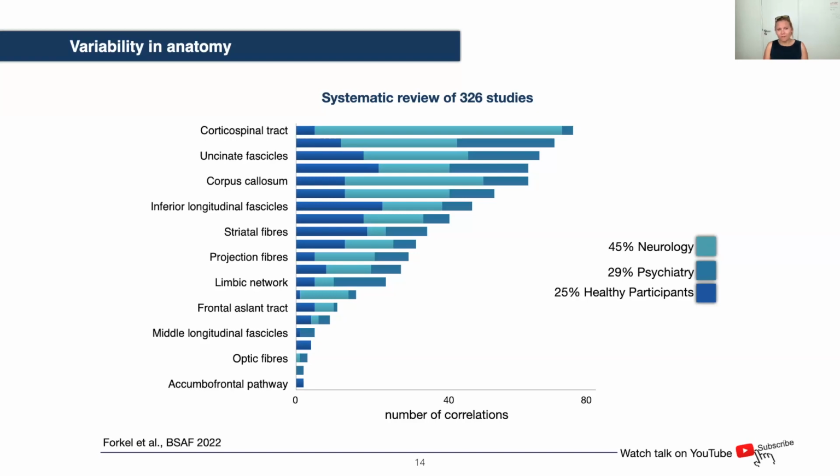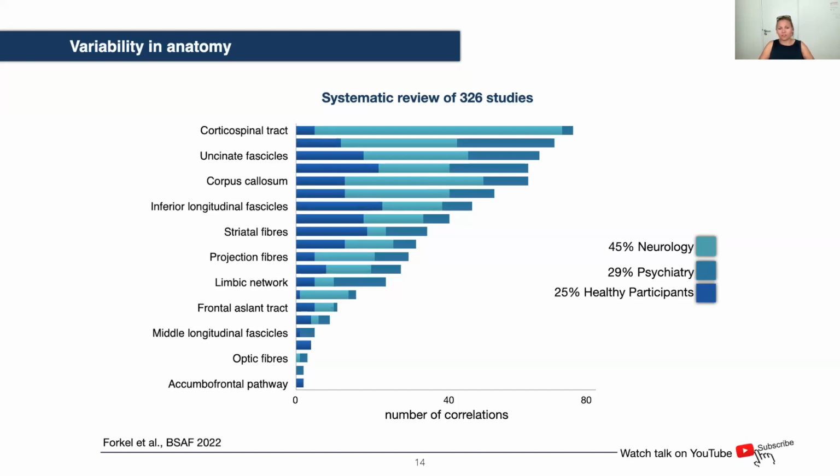The first is that most of what we know about the function of the white matter has actually been described in brain pathology. So we can see that as 45% in neurological, neurosurgical patients, and 29% psychiatric patients. Only about 25% of the studies were conducted in healthy controls. The second thing that we learned is that not all brain connections are studied equally across all the cohorts. And we can see that here, for example, the corticospinal tract is very prominent in neurology and neurosurgery, but a lot less so in psychiatry or healthy controls.